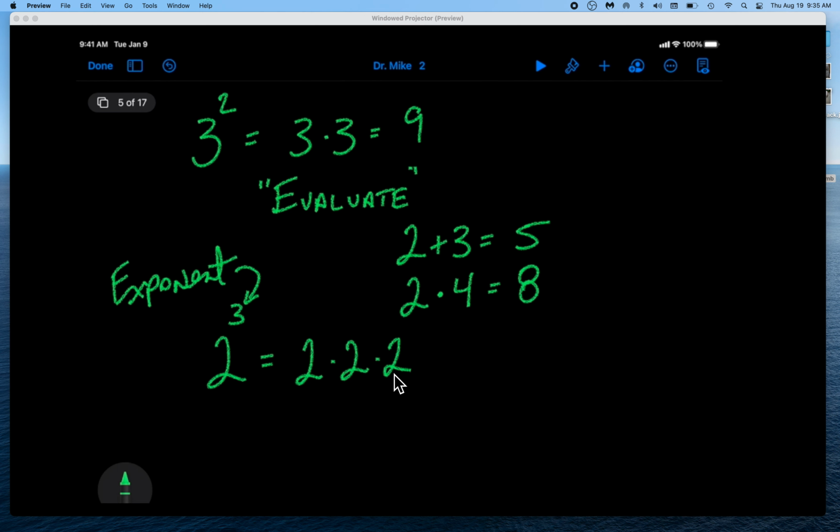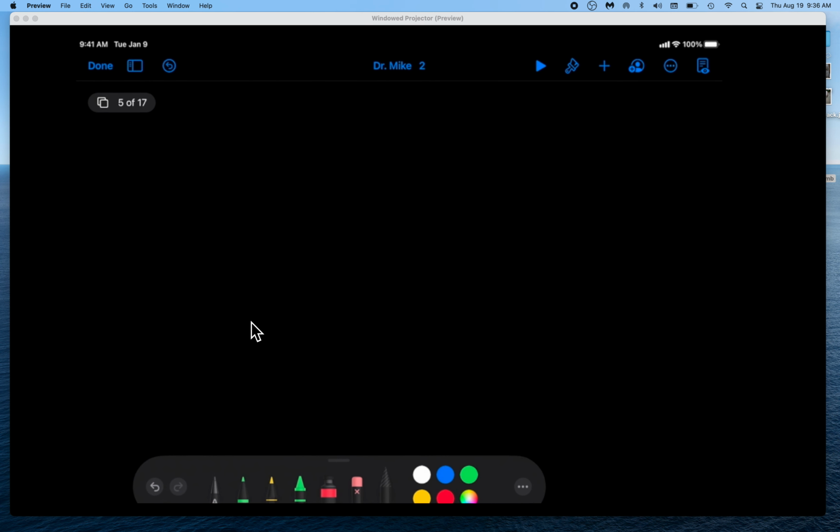Okay, that's the exponent. This 2 is going to be multiplied by itself 3 times. So if you were to evaluate this, which means figure out what it means, it would be 2 times 2 is 4, times 2 equals 8. Okay. 2 raised to the third power and 8 are equivalent values. Just like 2 times 4 is 8, these are equivalent. They look different, but they have the same value. Look, 2 plus 3 looks different than 5, but they have the same value. How do we know? Because there's an equal sign. Okay. Let's do a couple more, and then we'll move on, because I think you got this.